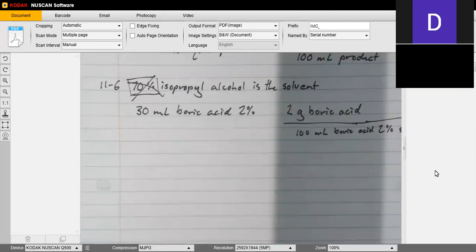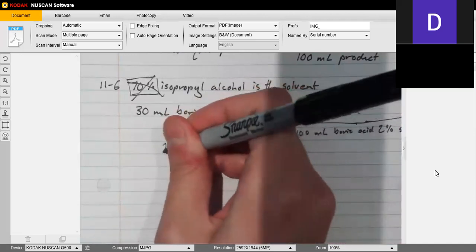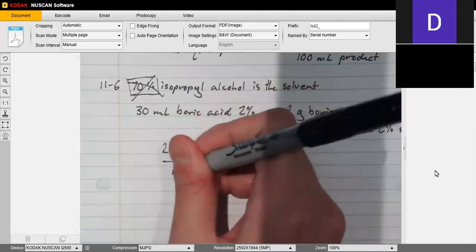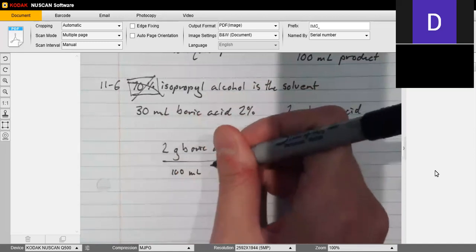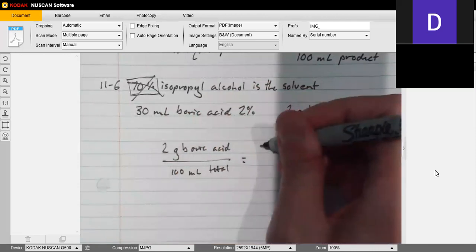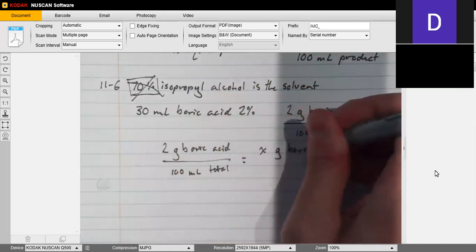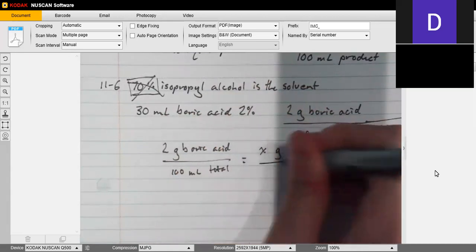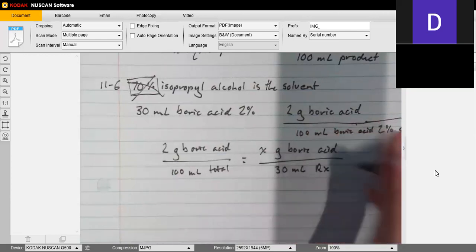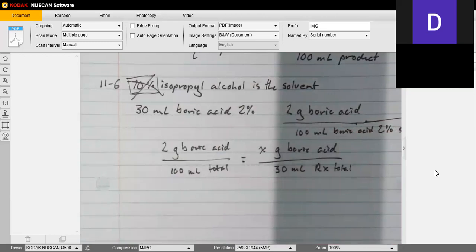So what do we do? Well, the answer is right in there. We set it up as a proportion. So we know as a percent strength, 2 grams of boric acid go into 100 milliliters of that total solution. What we don't know is our X. We don't know how many grams of boric acid go into 30 milliliters of that prescription, that Rx that we're trying to fill, right? That total. So what do we do? Cross multiply.